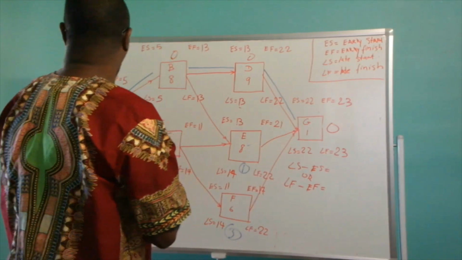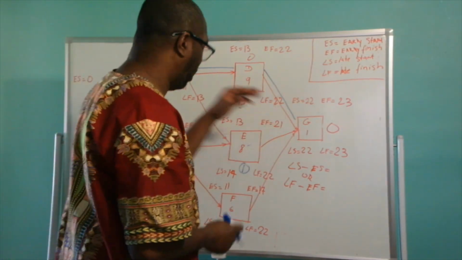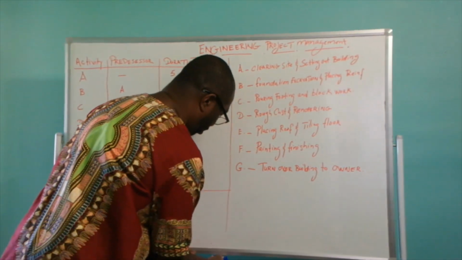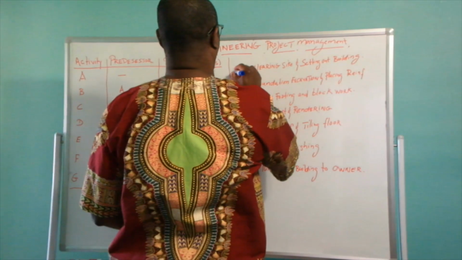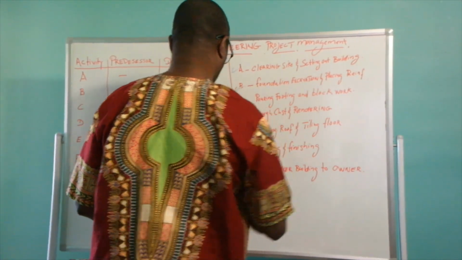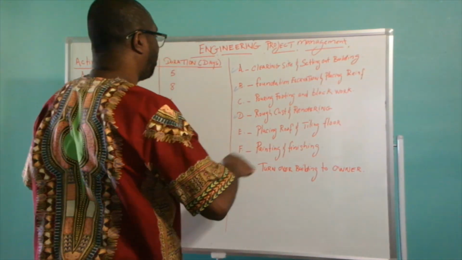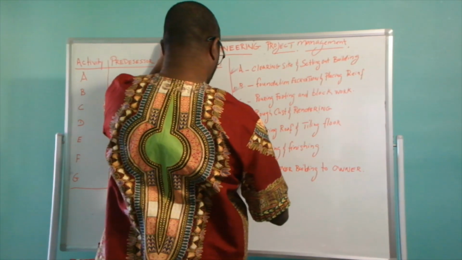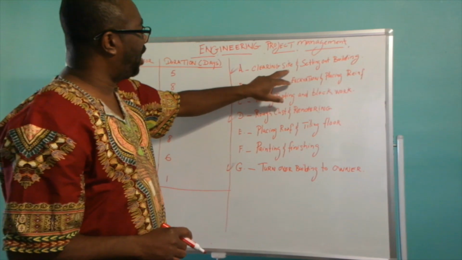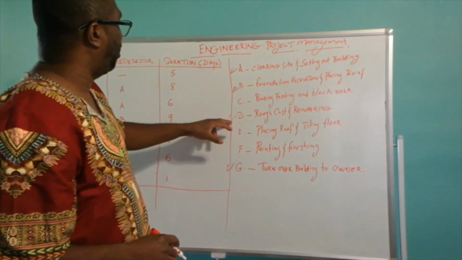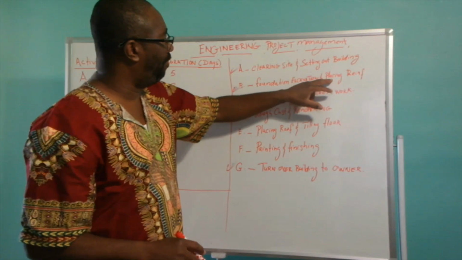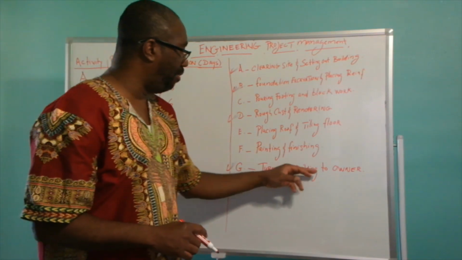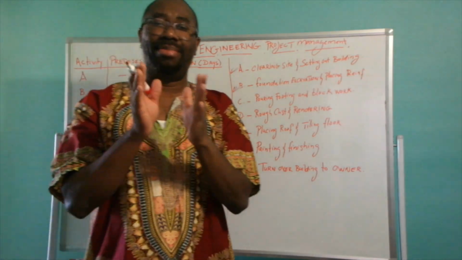So we have activities A, B, D, and G. Let's see what those are. Activities A, B, D, and G mean clearing of site and setting out of building, foundation excavation and placing reinforcement, rough cast and rendering, and turn over the building to owner. Those are on the critical path.